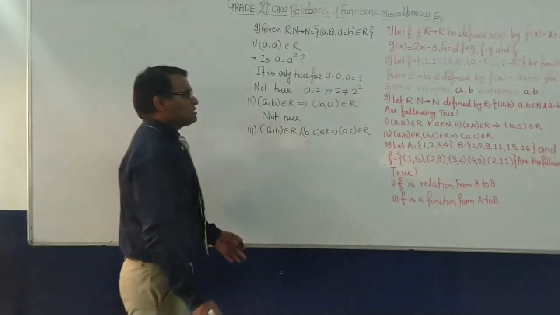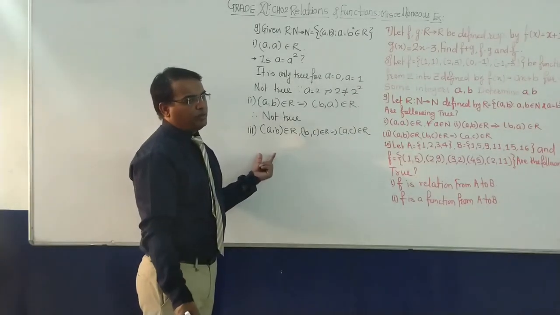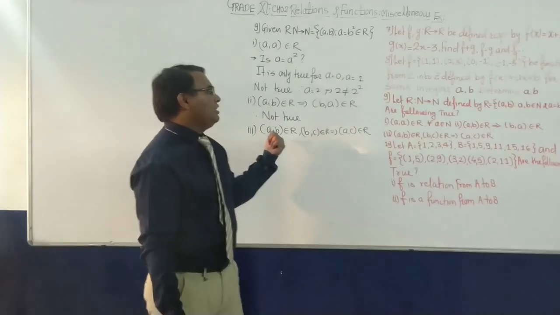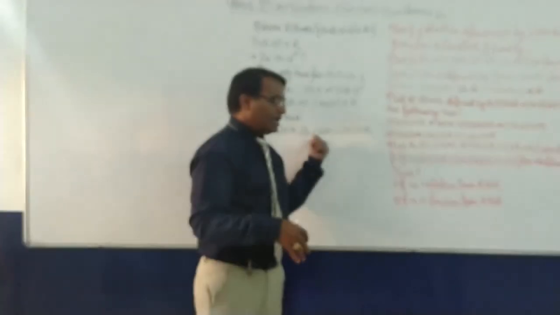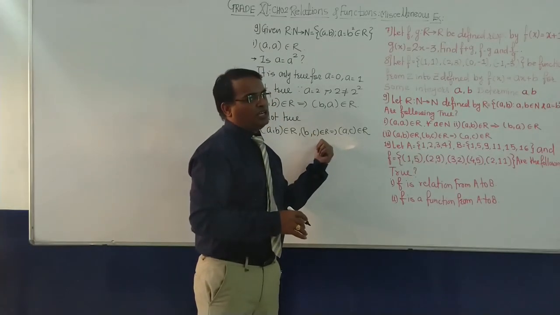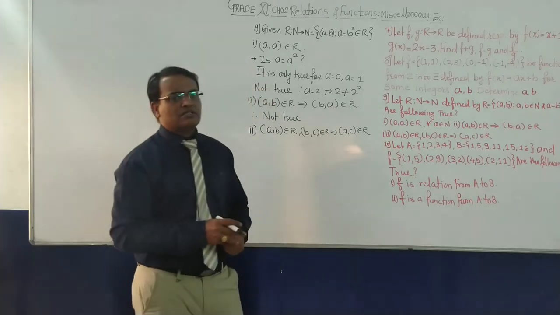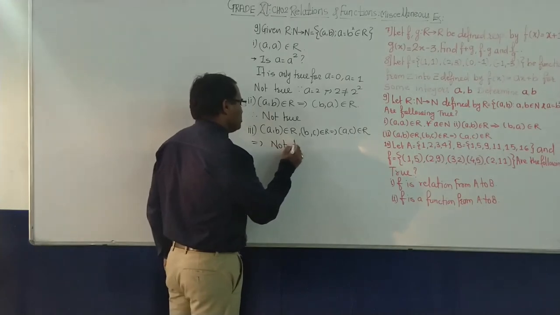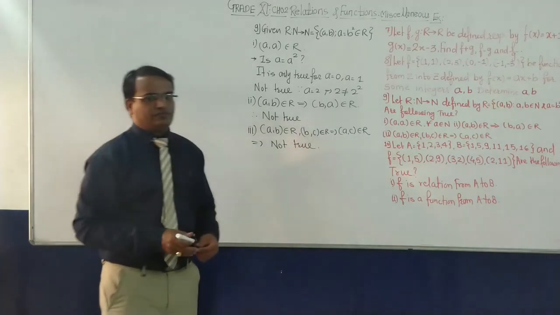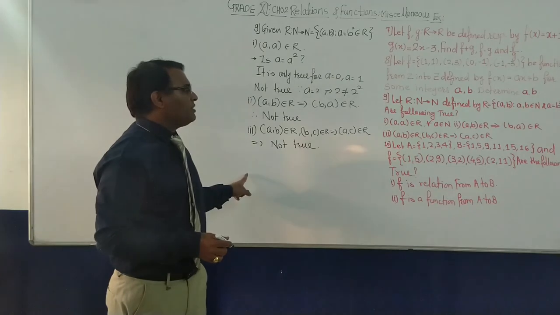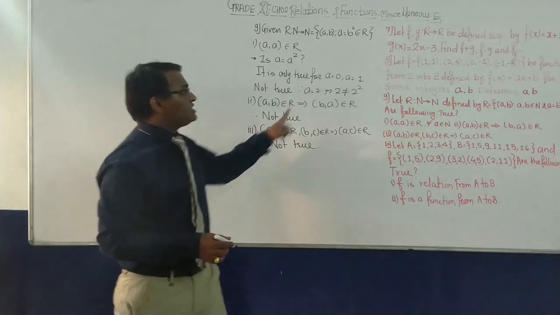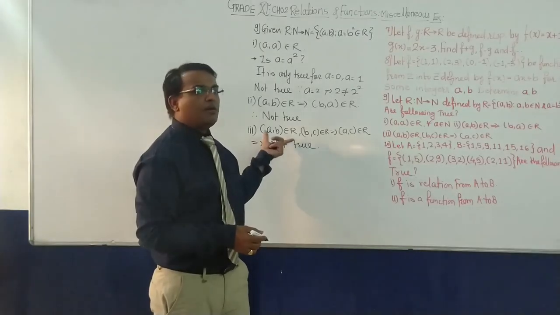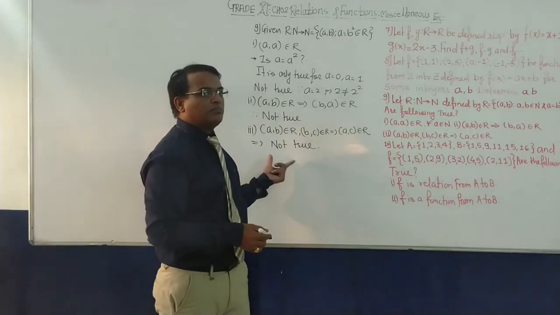Now in this case, (a, b) means any two elements belonging to the relation. Then (b, c), again, is a member of the relation. Then does it imply (a, c)? No, it won't imply this. That's why it is also not true. So none of the statements is true. If this condition, a is equal to b square, is not there, then it may be possible. But right now it is not possible.